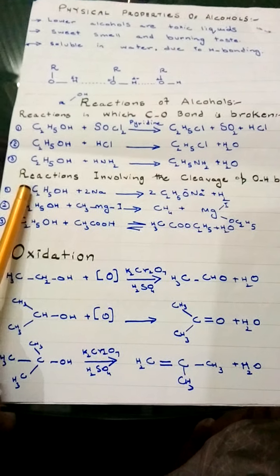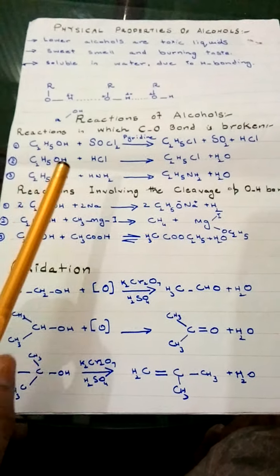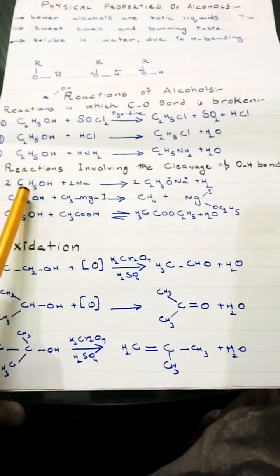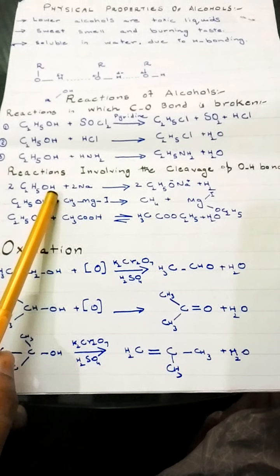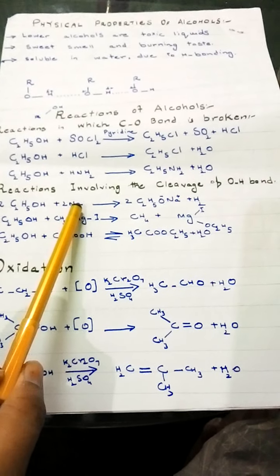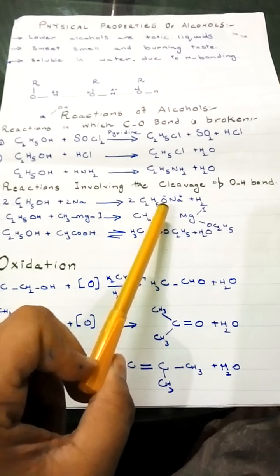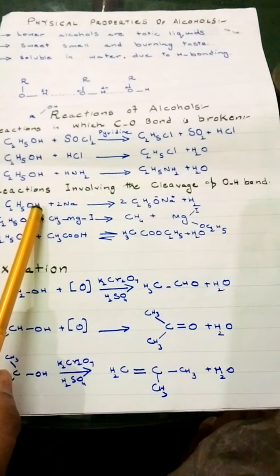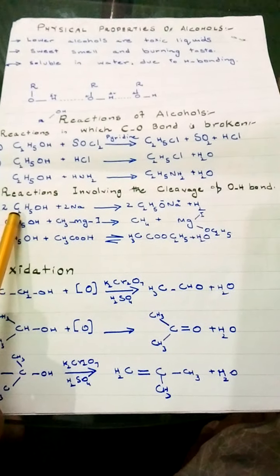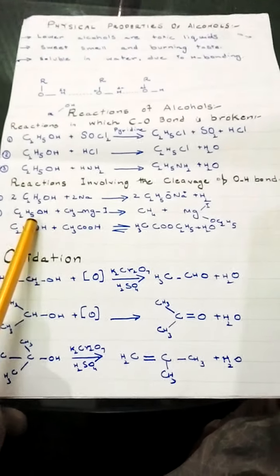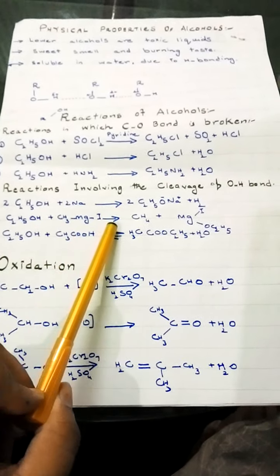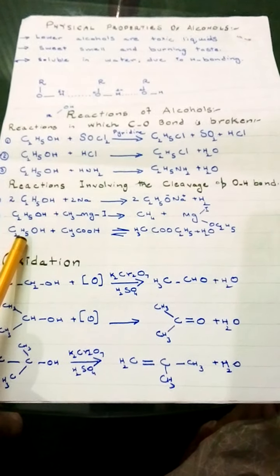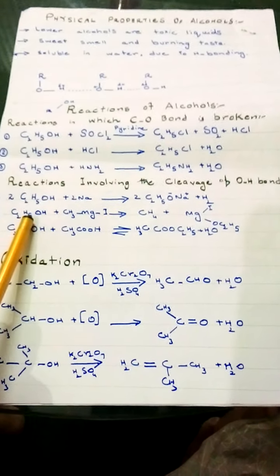Yes, dear students, next category of reactions in case of alcohol is those reactions involving the cleavage of the O-H bond. Here cleavage of the O-H bond takes place. 2 moles of ethyl alcohol react with 2 atoms of sodium, and here C2H5ONa is formed. Here only H is removed, breaking of the O-H bond takes place, and O is attached with sodium ion, and sodium ethoxide is formed, and plus hydrogen is formed. C2H5OH ethyl alcohol plus CH3MgI gives methane plus MgIOC2H5 will be attached here. And here again the O-H bond is broken.